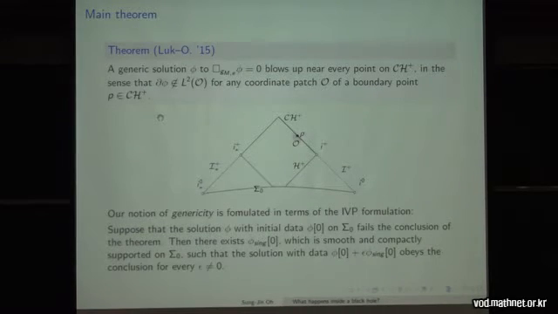So here's the main theorem, which answers in the positive the question that I raised. It's joint work with Jonathan Luk, who just moved to Stanford this September. And the theorem reads as follows. A generic solution phi to this linear scalar wave equation blows up near every point on the Cauchy horizon, in the sense that if you look at the derivative of phi, and look at its L2 norm on any neighborhood of a point on this Cauchy horizon, which I call O, it does not belong to L2. So in other words, its square is not integrable in this region.